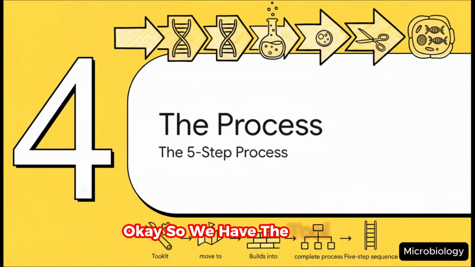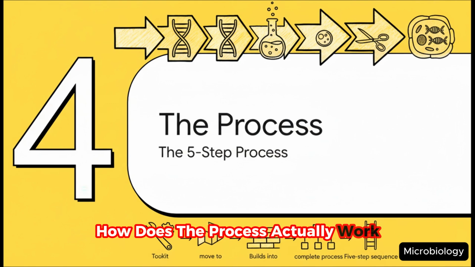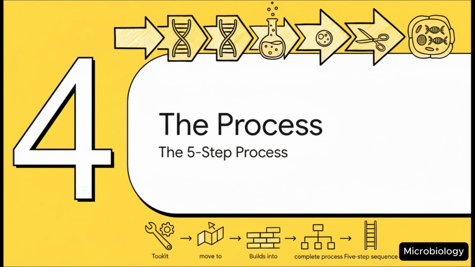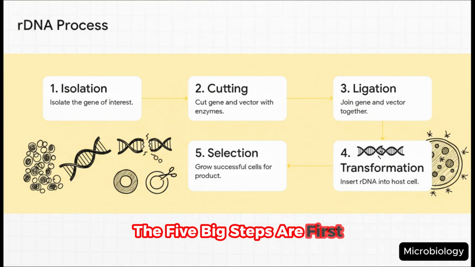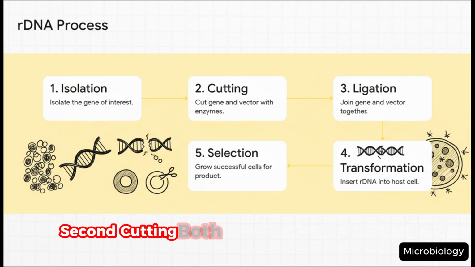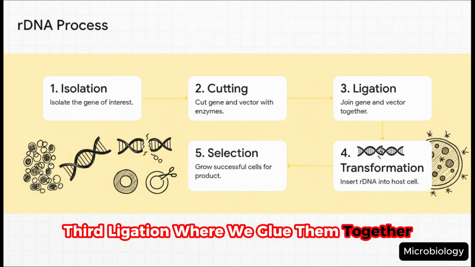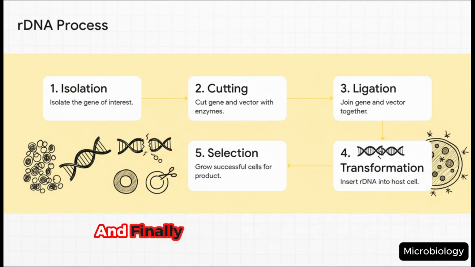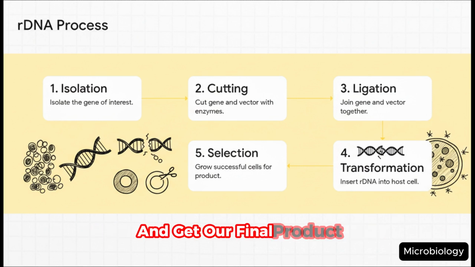Okay, so we have the toolkit. Now let's put it all together. How does the process actually work? Well, it follows a really logical 5-step sequence. The 5 big steps are, first, isolation, where we get the gene we want. Second, cutting both the gene and our vector. Third, ligation, where we glue them together. Fourth, transformation, to get the new DNA into our host. And finally, selection and expression, so we can grow the successful cells and get our final product.